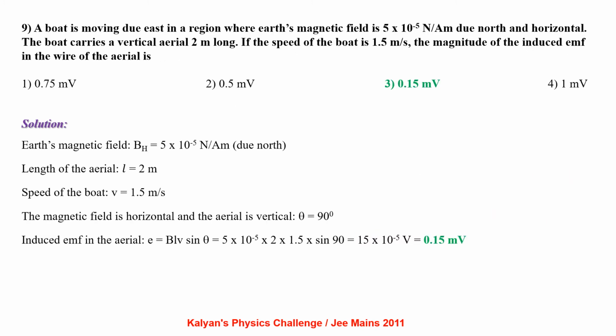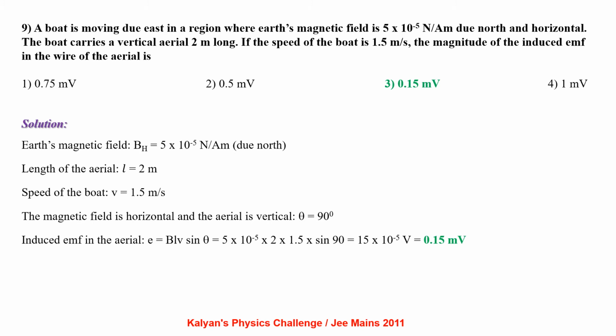A boat is moving due east in a region where Earth's magnetic field is 5 into 10 power minus 5 Newton per ampere meter, due north and horizontal. The boat carries a vertical aerial 2 meter long. If the speed of the boat is 1.5 meter per second, the magnitude of the induced EMF in the wire of the aerial is.